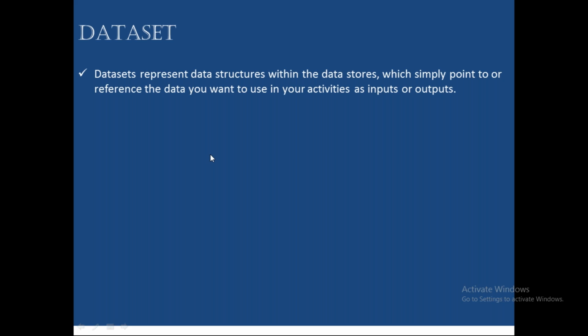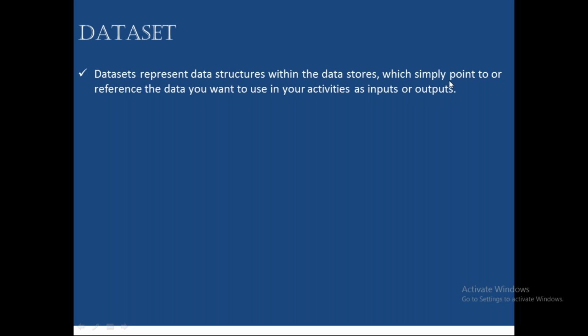Datasets represent data structures within the data store. Within the data store, you will have different folders and data structures. You'll have main folders, and inside main folders you'll have subfolders, so data will be organized into some structure. Now, a dataset simply points to or references the data you want to use in your activity as input or output.